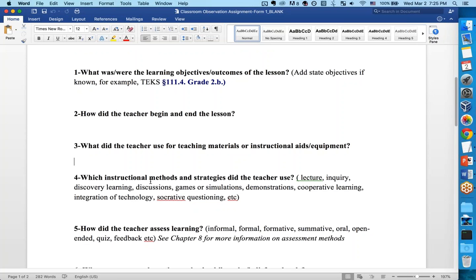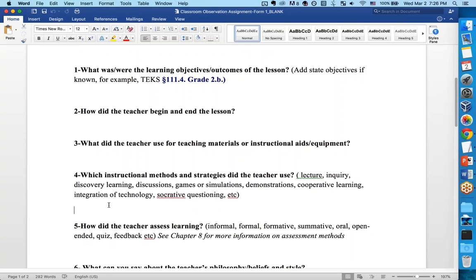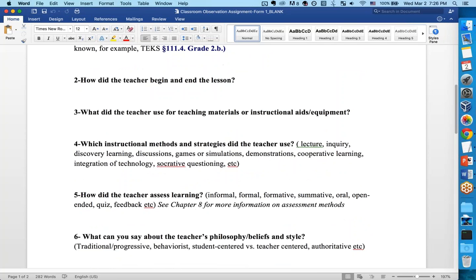Number 4, which instructional methods and strategies did the teacher use? Did the teacher use direct teaching methods, mostly lecturing, inquiry learning, discovery learning, discussions, games or simulations, demonstrations, cooperative learning, technology integration, Socratic questioning, etc.? What you can identify, again, from that session, write it down here.